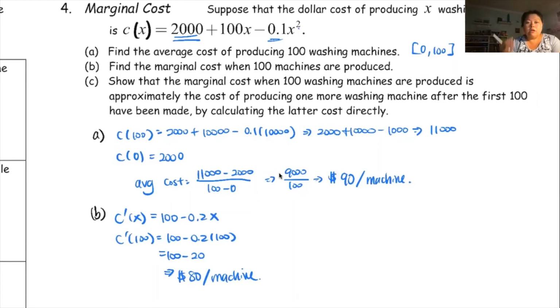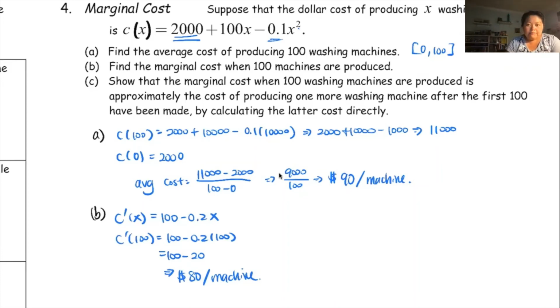So then it says part C, show that the marginal cost when 100 washing machines are produced is approximately the cost of producing one more washing machine after the first 100 have been made, by calculating the latter cost directly. What this is trying to show you is that at a certain point, creating more is not going to help you. Creating more is not going to make your cost go down, right? It's going to plateau out. So in the beginning, the cost is really high and you're trying to bring that cost down, but eventually that cost is going to plateau and flatten out because it's not worth it to produce more.